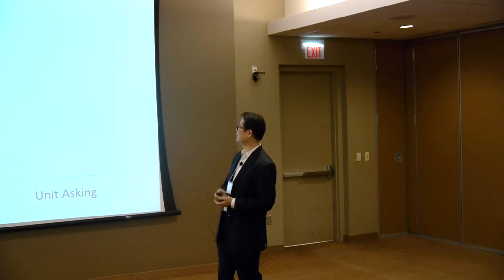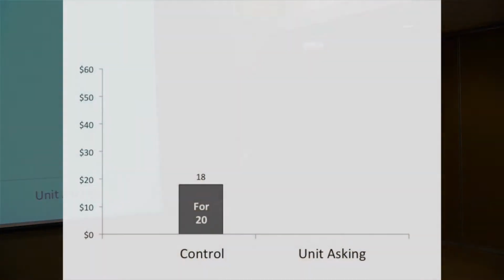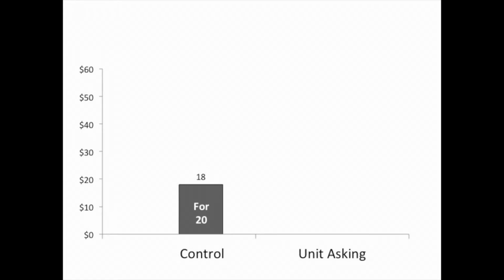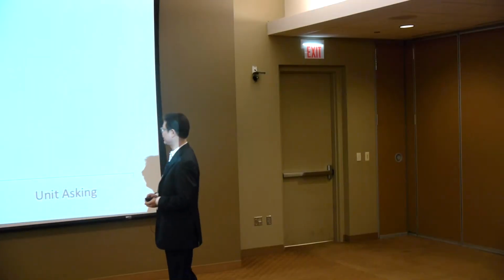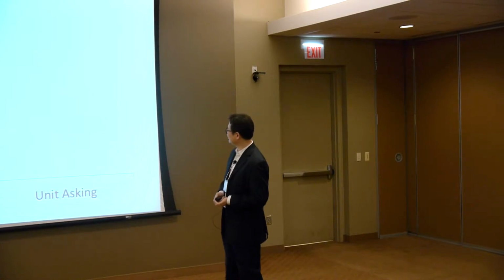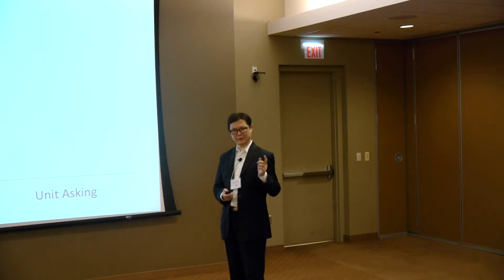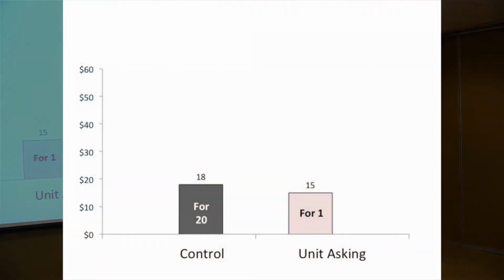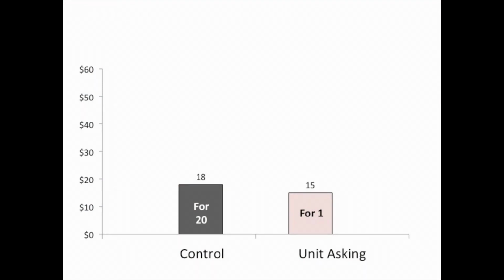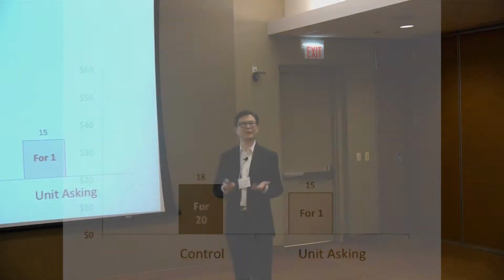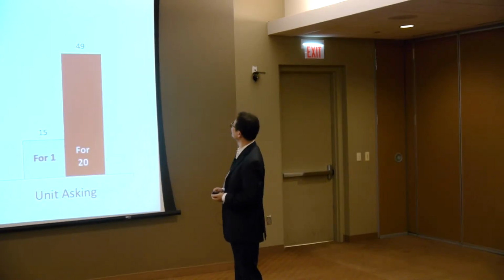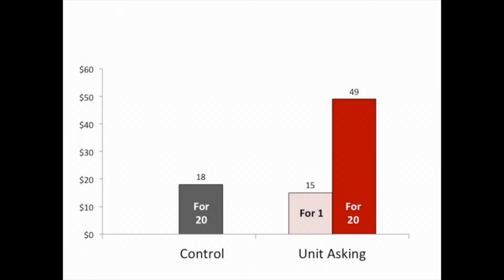Okay, so here's the result. In the control condition, when respondents are directly asked how much to donate to help those 20 children, on average, they are willing to donate $18. In the unit asking condition, when they were first asked how much to donate to help this one hypothetical child, they said $15. Then once they have answered this question, then how about 20 children? They said $49. So it's a huge difference.